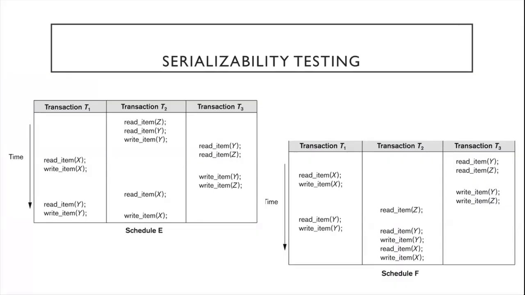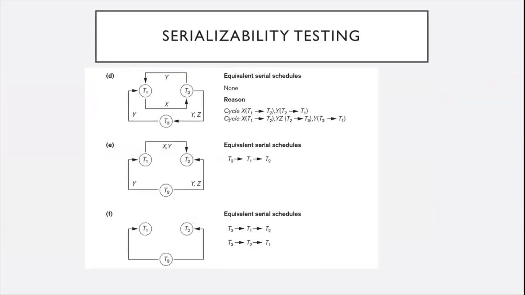So you can see the output out here. You can see for this graph, there is a cycle. Here, there is a cycle. And again, here also there is a cycle. This also is a cycle. So for this reason, it is not equivalent to any serial schedule.